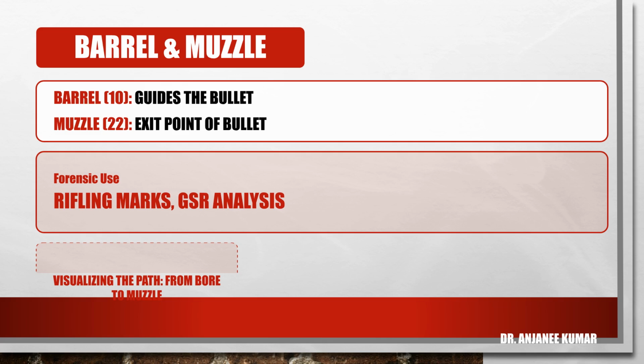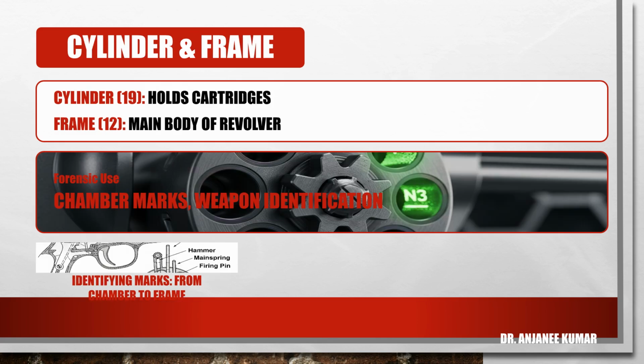The barrel guides the bullet, exiting at the muzzle. Forensically, we analyze rifling marks left on the bullet and look for gunshot residue, or GSR, around the muzzle. The cylinder holds the cartridges, while the frame is the main body of the revolver. Forensic analysis focuses on chamber marks and their role in weapon identification.